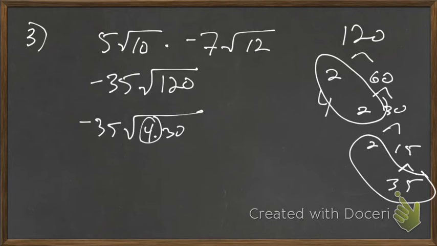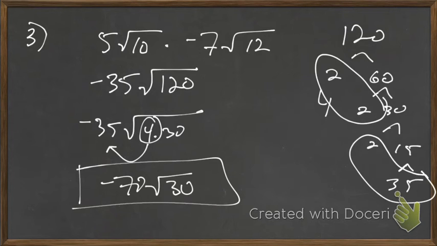What does 4 say here? Negative 70 square roots of 30. There's no other perfect squares in 30. Would you get the same answer if you split 12 into 6 and 2? 6 and 20? But neither one of those is a perfect square, so you can't mess with it, right?